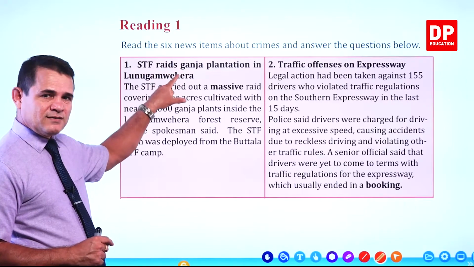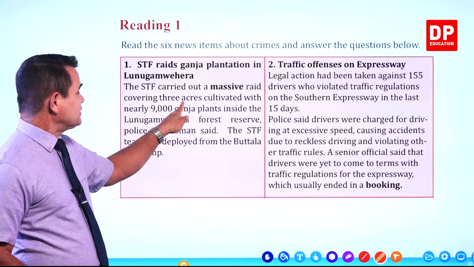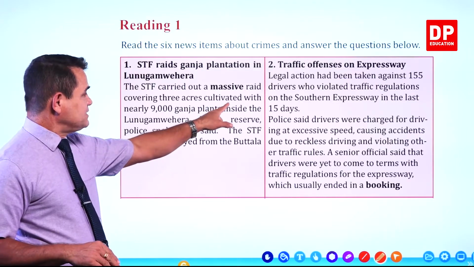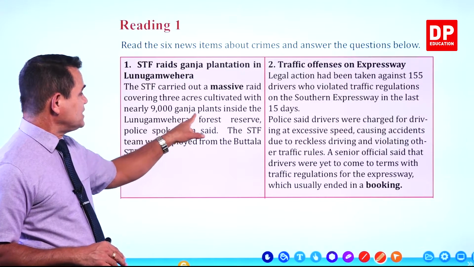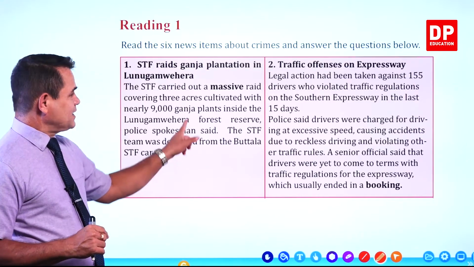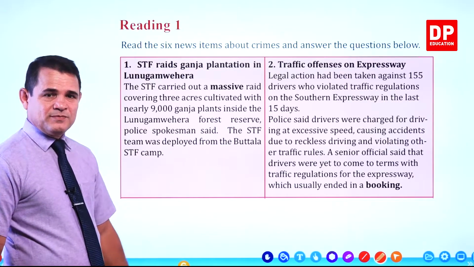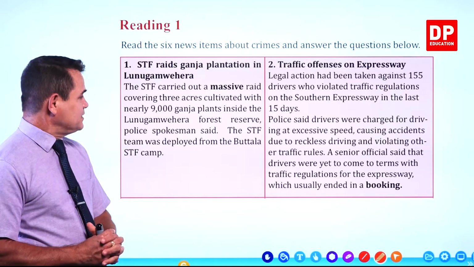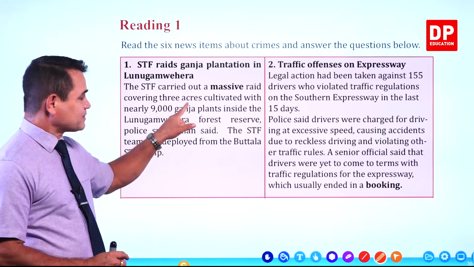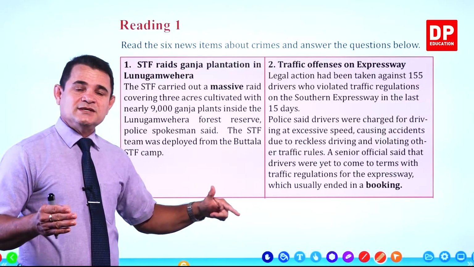Now when you hear this topic you understand that the police carried out a massive raid covering 3 acres, cultivated with nearly 9,000 ganja plants. You can understand ganja. Inside the Lunugamwehera Forest Reserve. Forest, reserve, you can even guess the meaning. So the STF raided an area of 3 acres where 9,000 ganja plants had been cultivated.